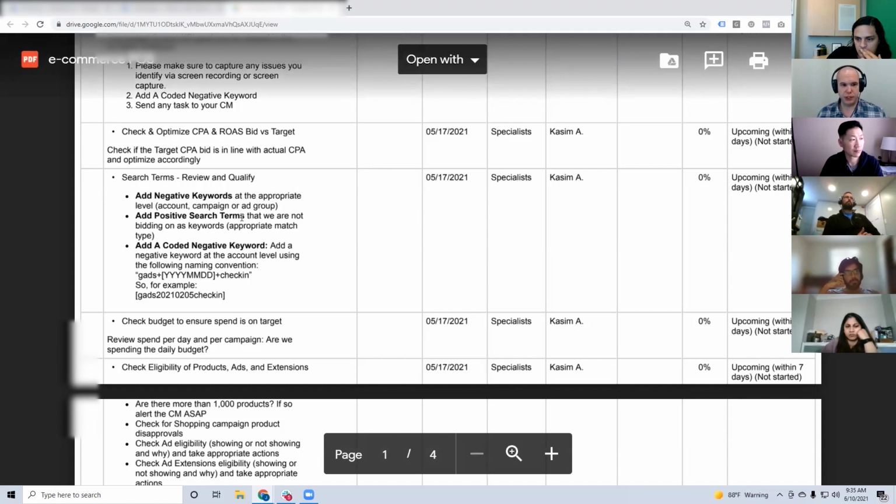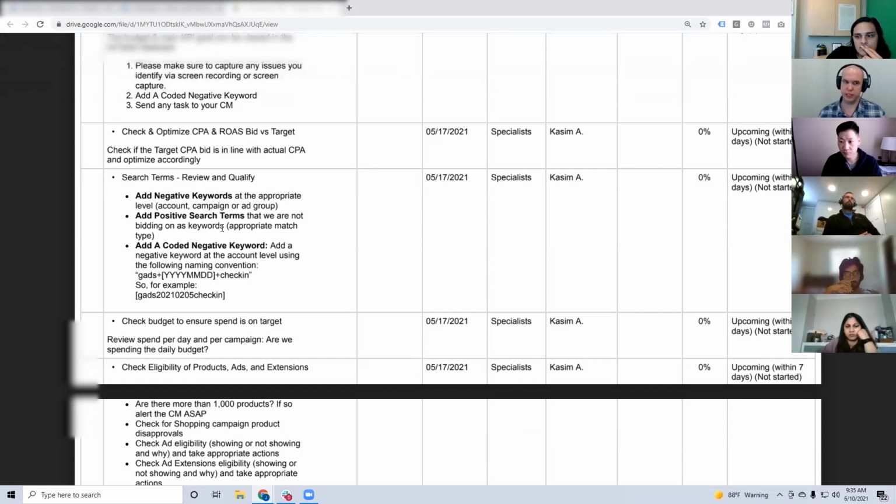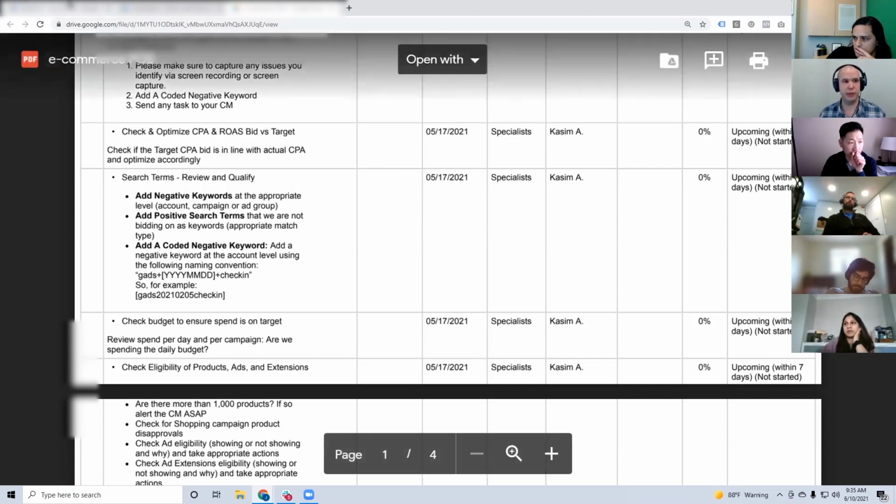Google will just simply stop showing you for that search term. Add positive search terms that we are not bidding on as keywords. So if you look at their search term list and you see, man, this broad keyword that I have always delivers me just really good results. This one search term always functions really, really well. Each time someone enters that in, it's got a lot of impressions, a lot of clicks, and I need to start bidding on it more and more.